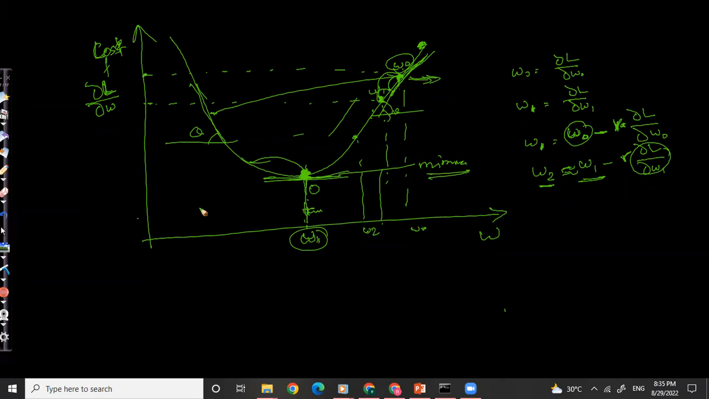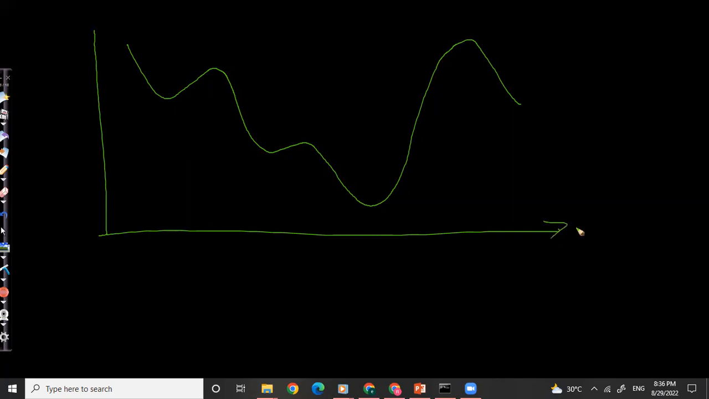Suppose in another graph, if you have this kind of graph, this one is W and this one is the loss function, partial L divided by partial W. Here we have many minima values. This one is a local minima, this one is a local minima. While adjusting the weight, sometimes the problem is it gets stuck here, but the actual minima, the global minima, is here. Through adjusting the learning rate, we can find the global minima.